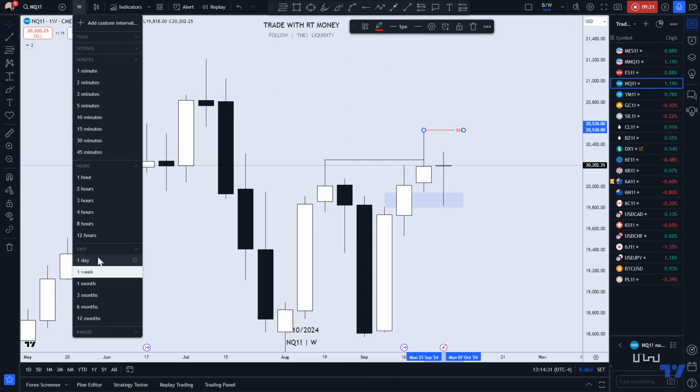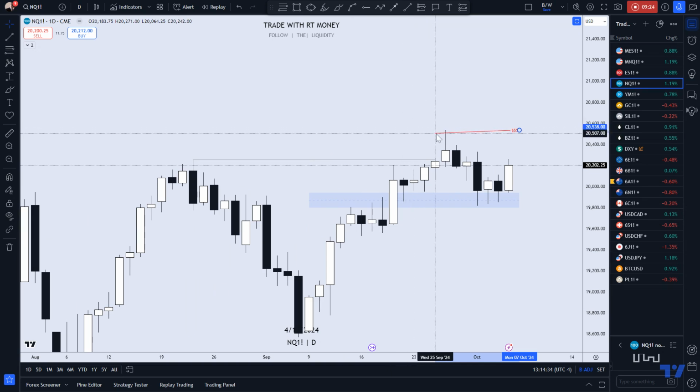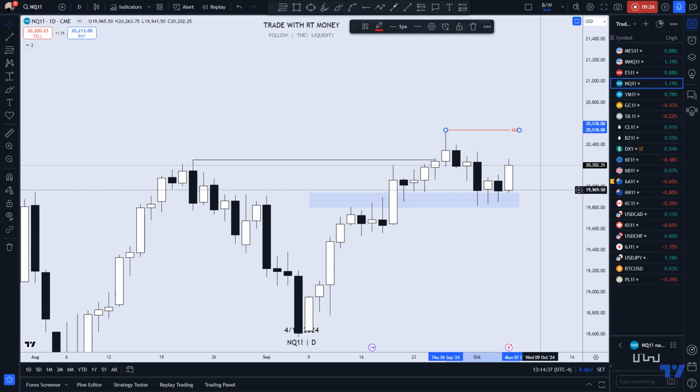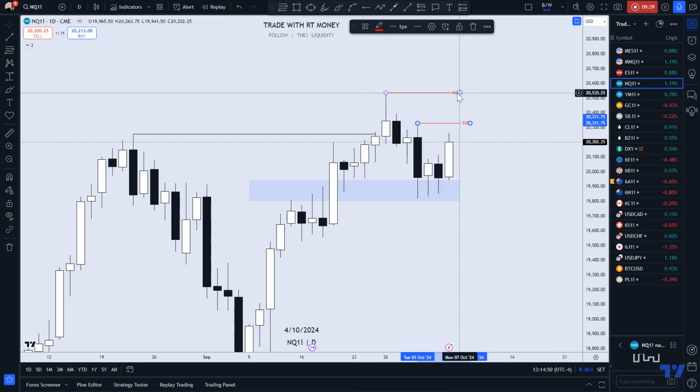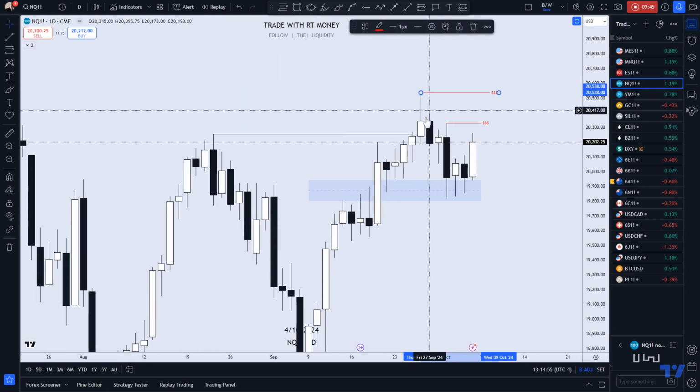If we go to the daily, that's going to be my target area. And what is this? This is the previous weekly high. That will be my immediate target for NQ, and this will be the swing high that I would love to see taken out. I would like to see price trade through this high and indicate further gains in this market.